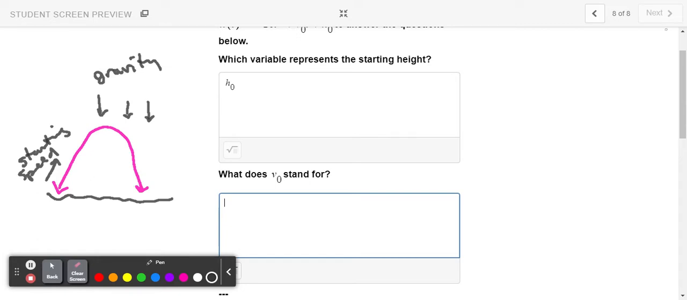So what does v sub 0 stand for? V sub 0 stands for that starting speed. It's how hard the ball is thrown or how hard the item is launched into the air. It's v for velocity. So v sub 0 is your starting velocity, which I'll remind you is the starting speed.